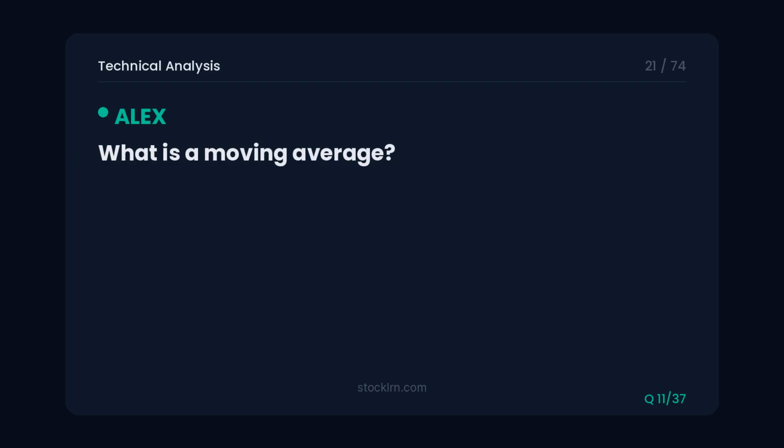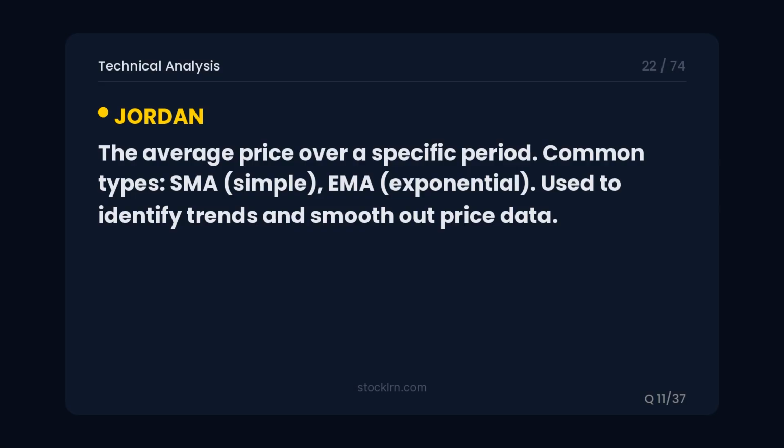What is a moving average? The average price over a specific period. Common types: SMA, simple, EMA, exponential. Used to identify trends and smooth out price data.